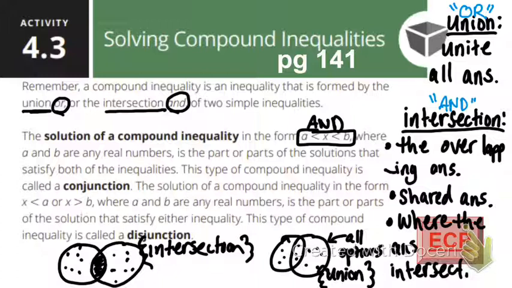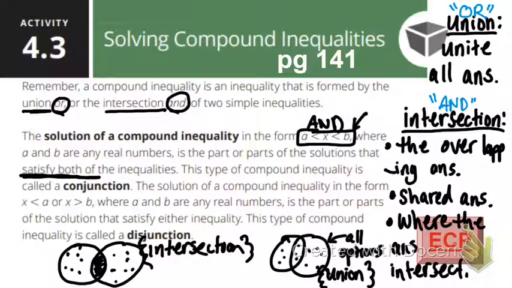So we're looking at the intersection, where A and B are any real numbers, is the part or the parts of the solution that satisfy both, right? If they satisfy both, then that's where they overlap, right? So when we have an inequality in that form, automatically dead giveaway that it's an and. If it's not like that and it says the word and instead of looking like that, then we know that it is also an intersection.